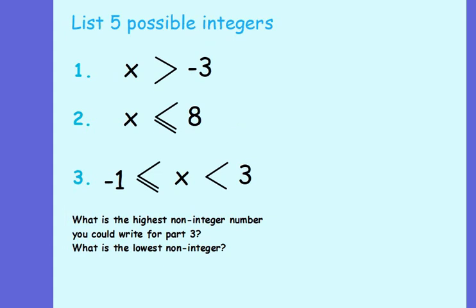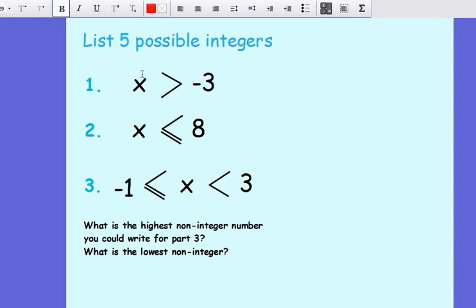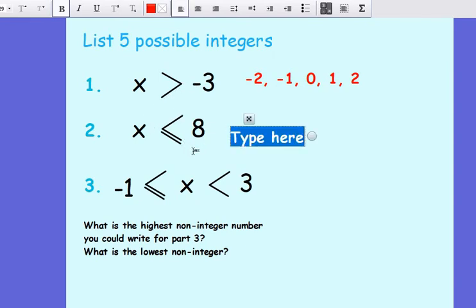Let's talk about these extension questions. I asked for 5 possible integers. Amelia, can you give me 5 possible integers for x is greater than -3? Yeah, -2 would work, -1 would work, 0, 1, 2, that would all work. The number we cannot have is -3 because we haven't got that equal to sign in there. For the second one, we're looking for less than or equal to 8. So I can have 8, I can have 7, I could have 6, 5, 4, etc., etc.